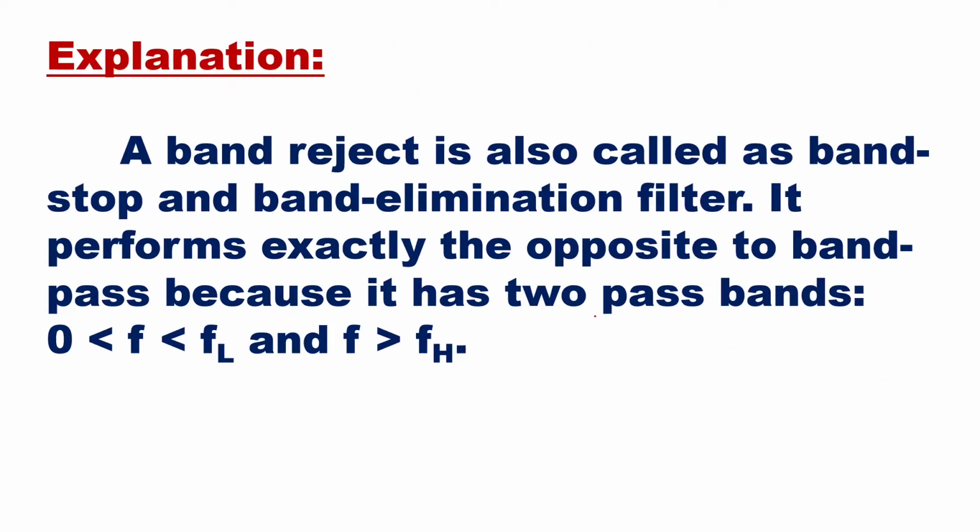Here you can see the explanation. A band reject filter is also called a band stop and band elimination filter. It performs exactly the opposite to the band pass filter because it has two pass bands. One is below the first cutoff frequency, 0 less than f less than fL, where fL is the first cutoff frequency, and the next pass band is above the second cutoff frequency, that is fH. This is the explanation for the band elimination filter.